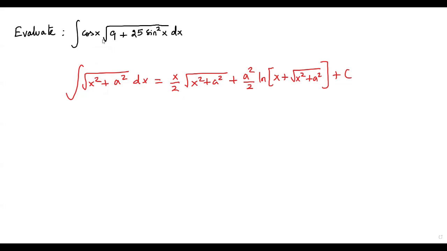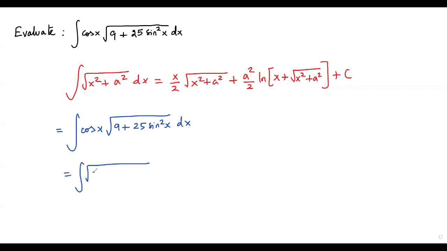Okay, first let me rearrange the terms in the given integration. First, let me write the given integration as it is: integral cosine x times square root of 9 plus 25 times sine square x dx. Let me write this 9 as 3 square, this 25 as 5 square, and this sine square x can be written as sine x the whole square. And I am writing this cosine x along with dx because all of them are in multiplication. So we can write this cosine x along with dx using multiplication. Then I'm getting cosine x times dx.